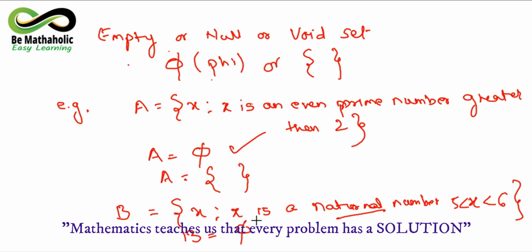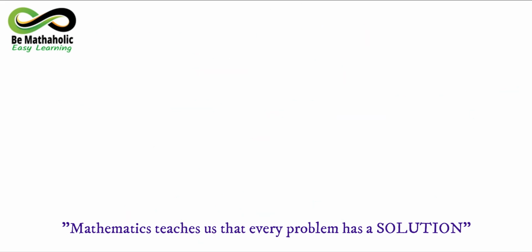I hope I am clear explaining this, so you might consider a few more examples. When I am going to discuss the NCERT exercises, you will be coming to know about more examples related to this. So we are clear with the first type of set, which is the empty or null or void set. Now next in continuation will be finite set.